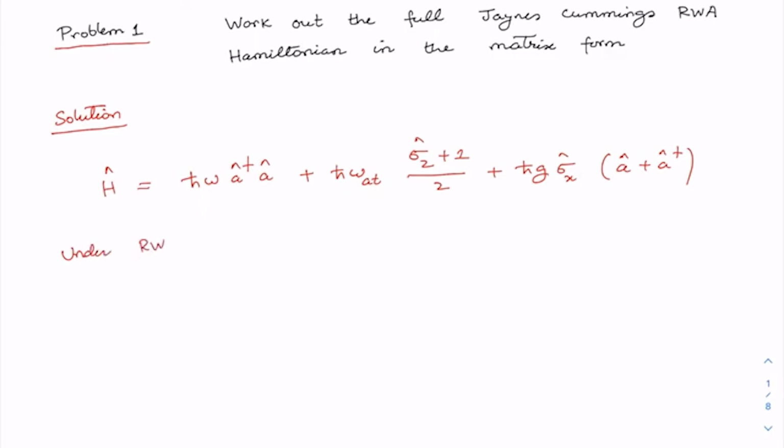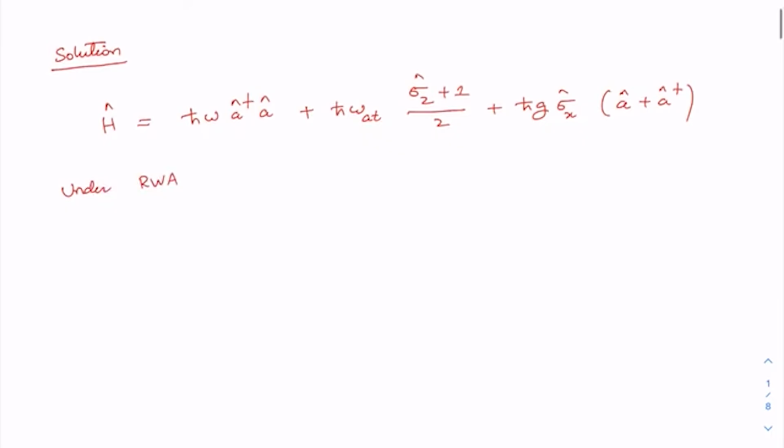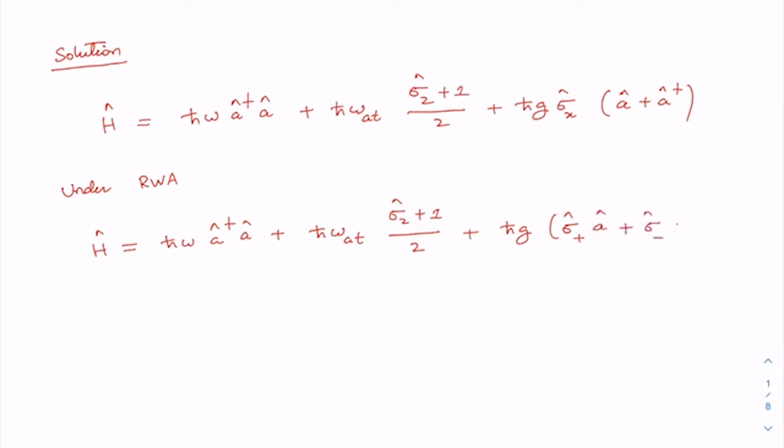Now under the rotating wave approximation, we wrote this Jaynes-Cummings Hamiltonian as follows. The first two terms remain unaltered. We have ħω a†a plus ħω_atom (σz plus 1)/2. However, the last term we wrote as ħg (σ+ a plus σ- a†). Here σ+ is the atomic raising operator, a is the annihilation operator, and σ- is the atomic lowering operator.